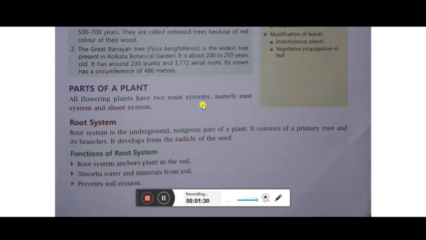Already in 5th standard, or in 4th standard also, you have studied about the root system and shoot system. So the root system is the underground one, which is the non-green part of the plant, and it consists of the primary roots and its branches. Okay, and now the functions of the roots. The root system anchors the plant in the soil, that means it makes the plant stand erect. Then it absorbs water and minerals from the soil because it is present inside the soil. It prevents soil erosion. Soil erosion means moving of soil from one place to another.